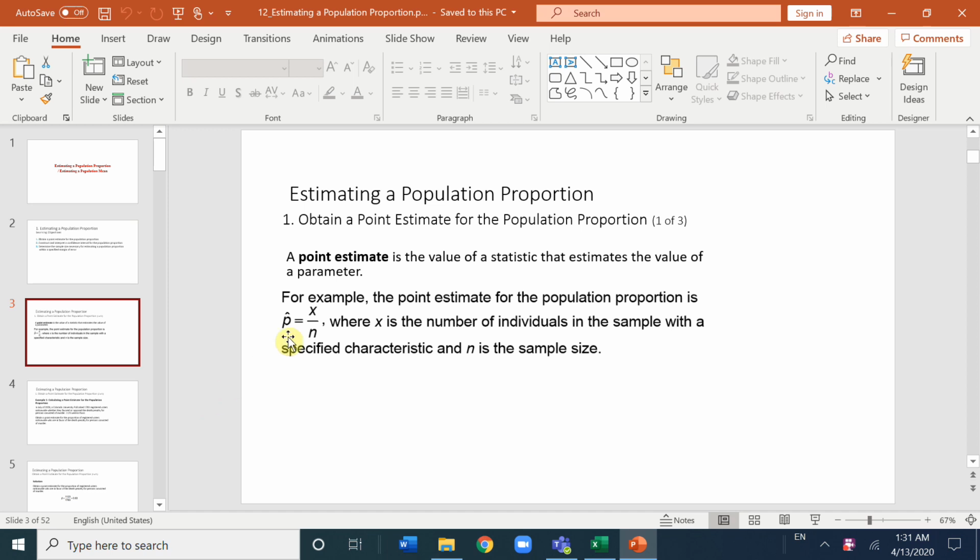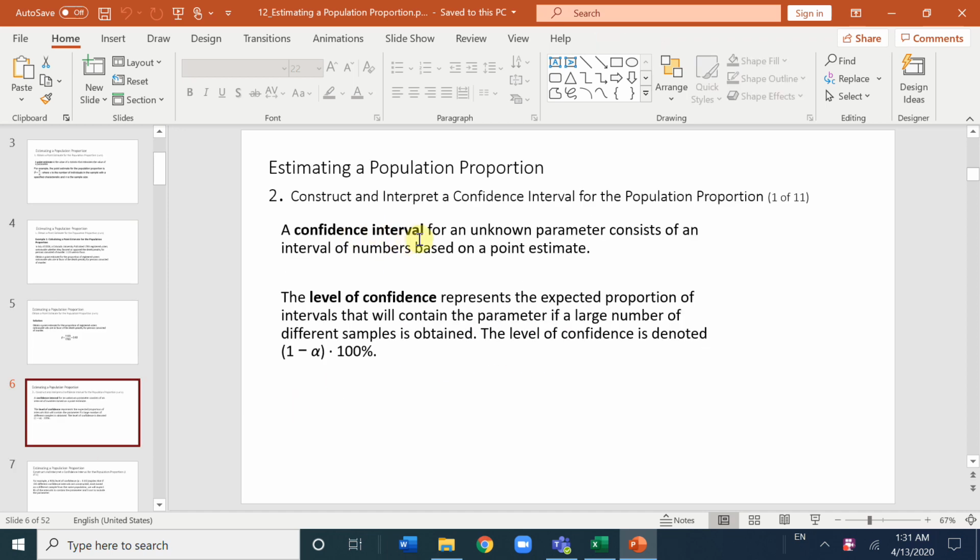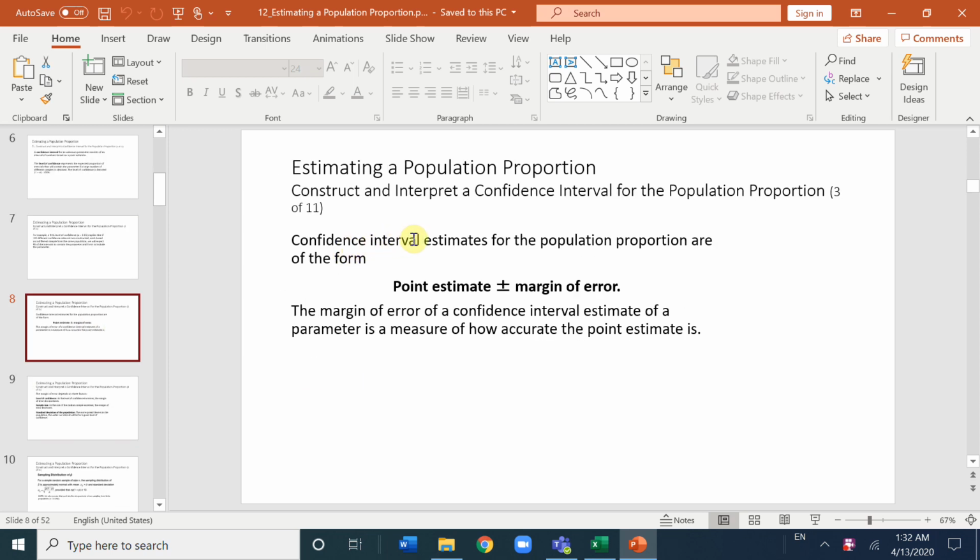Let's do some summary. For the sampling distribution of the sample proportion, the point estimate p hat is the sample proportion, x over n. X is the number of individuals in the sample and n is the sample size. And the confidence interval is based on the point estimate. The level of confidence is denoted 1 minus alpha times 100%. So if the confidence level is 95%, alpha is 1 minus 95%, so alpha is 5%. And the confidence interval estimate for the population proportion is point estimate plus or minus margin of error.